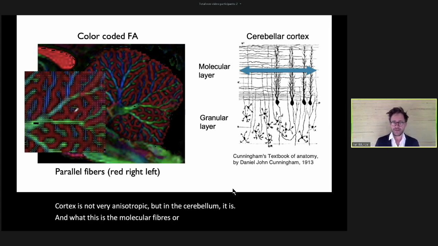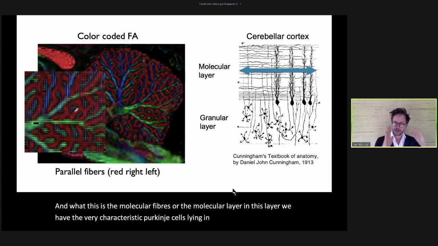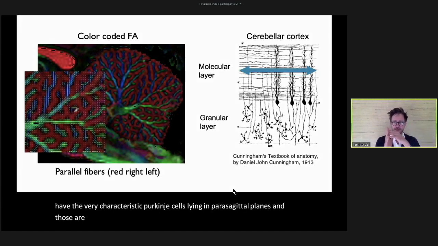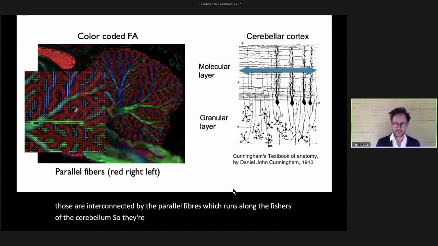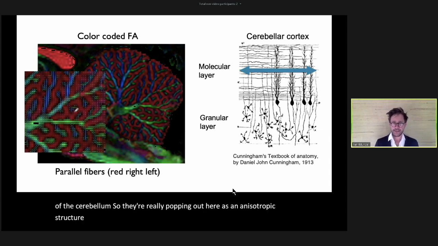In this layer, we have the very characteristic Purkinje cells lying in parasagittal planes, and those are interconnected by the parallel fibers, which run along the fissures of the cerebellum. So they are really popping out here as an anisotropic structure in a conventional DTI analysis of the cerebellum at high resolution.